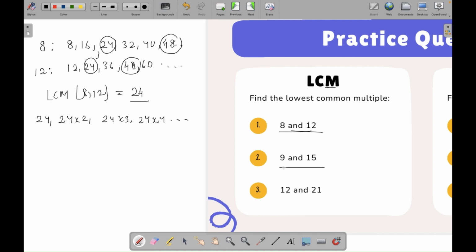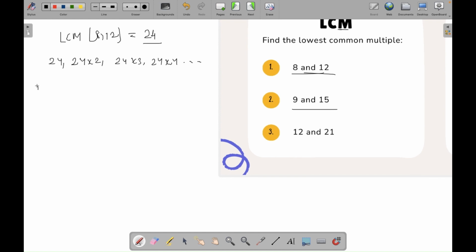Then we have to find the LCM of 9 and 15. Again, we'll use the listing method. So for 9, the multiples are 9, 18, 27, 36, 45, 54, 63, 72, 81, and 90. So we'll just stop here. For 15, we'll have 15, 30, 45, 60, 75, and so on. Right? So now, always better to write the smaller number first.